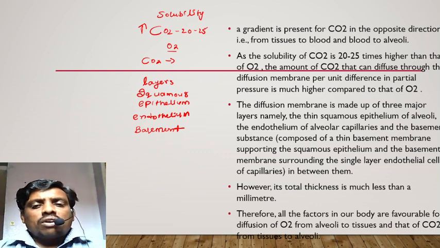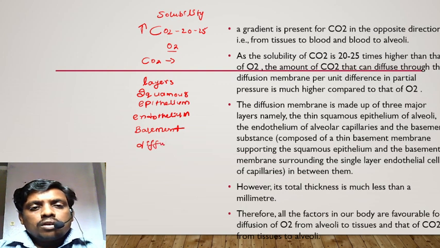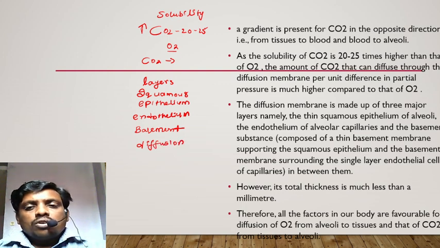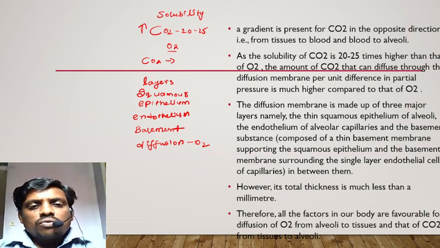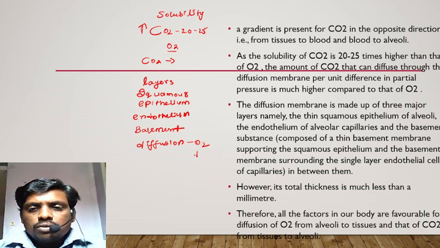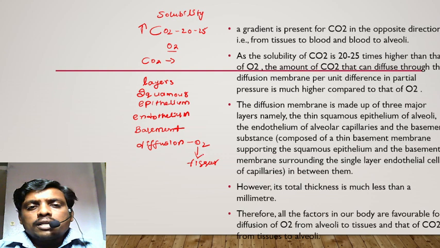Therefore, all the factors of our body are favorable for diffusion of O2 from alveoli to tissues, and that of CO2 from tissues to alveoli. So diffusion of O2 from alveoli to tissues, why? Because during inhalation only oxygen can enter the tissues from the alveoli. During exhalation, CO2 can exit from the tissues to the alveoli.